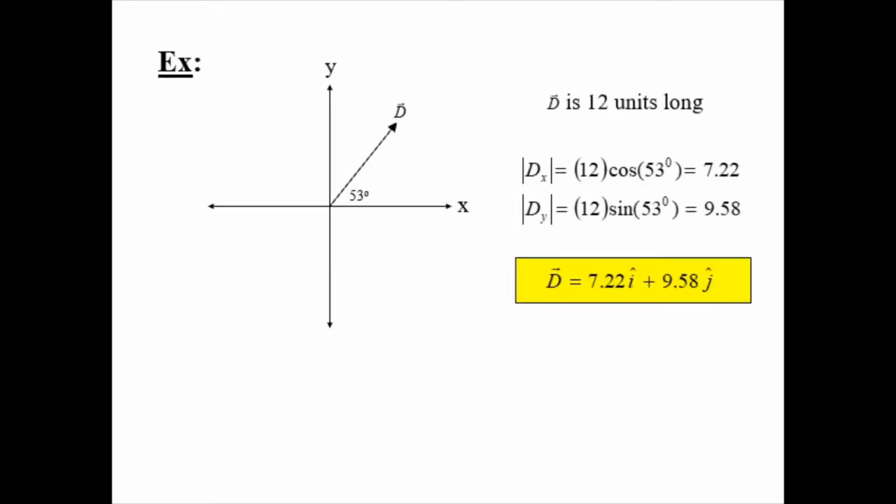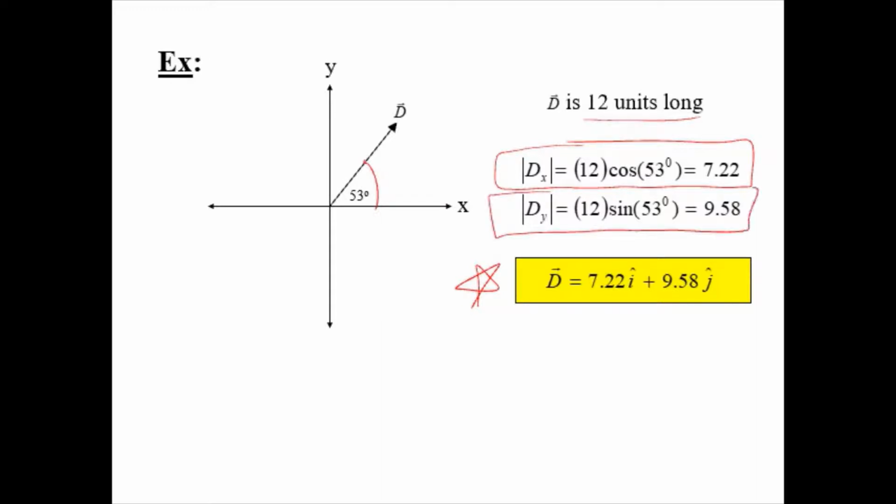So how did you do? Vector D, if we look at vector D here, you should have got vector D is about 7.22i plus 9.58j. And the way we did that was we found our working angle or our reference angle, and we also established how big vector D was. And then to get the size of the x component, we took the size of the vector times the cosine of the working angle. To get the size of the y component, we took the size of the vector times the sine of the working angle.